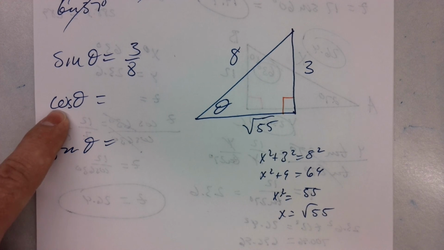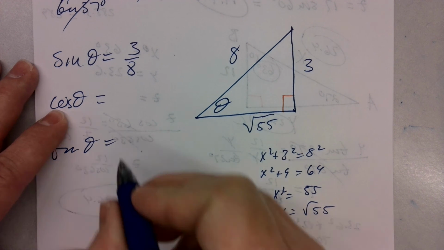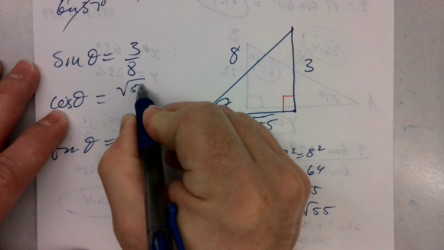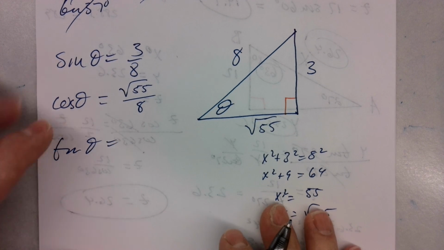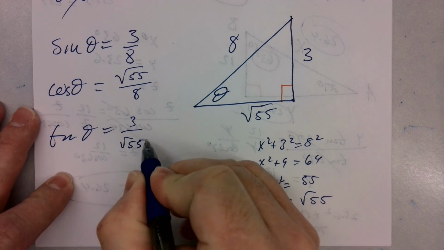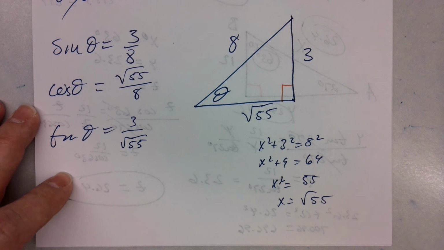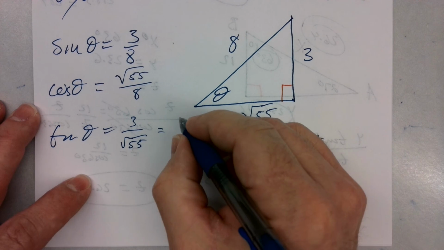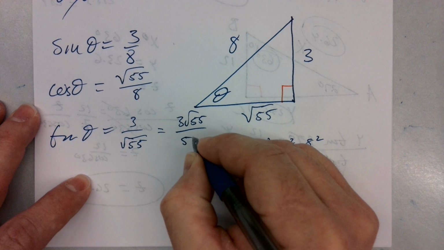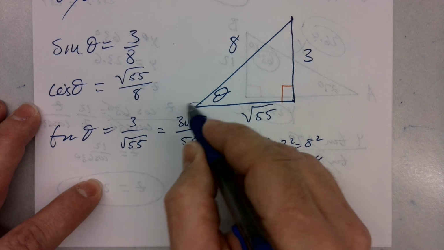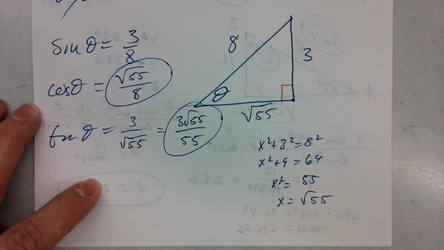Now, it wants the cosine of theta. Well, what's the cosine of theta going to be? Square root of 55 over 8, right? What is the tangent of theta going to be? 3 over square root of 55. What would I want to do here if I could? Simplify it. Can I simplify that? That's what it's going to want you to do, okay?